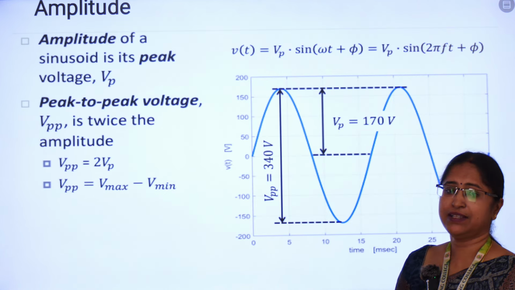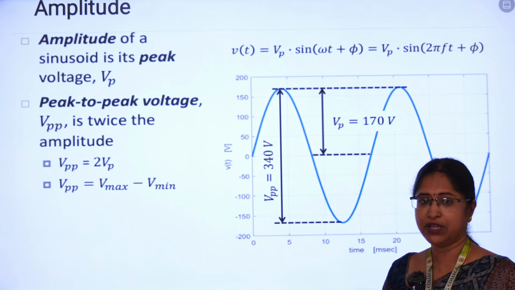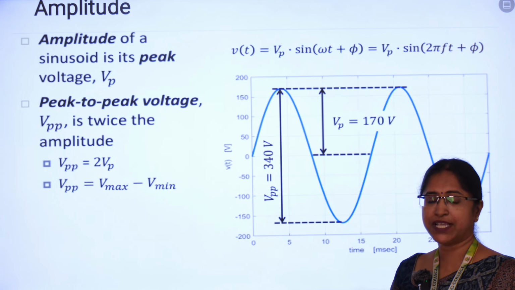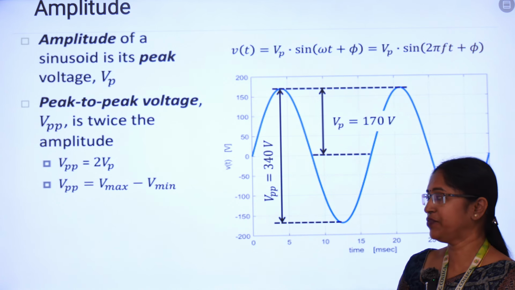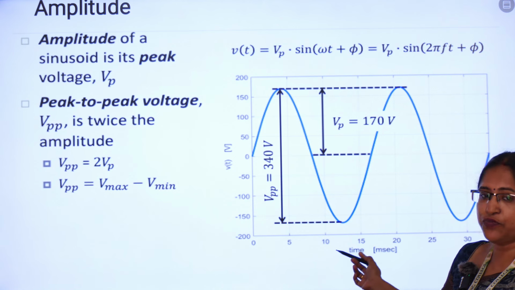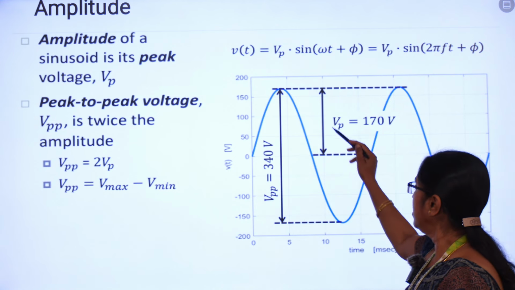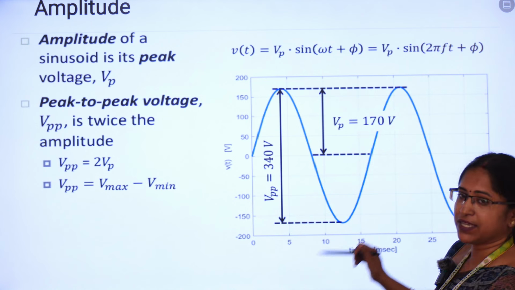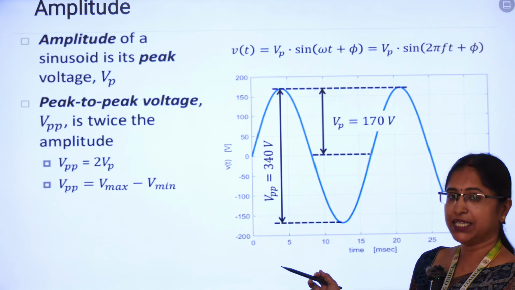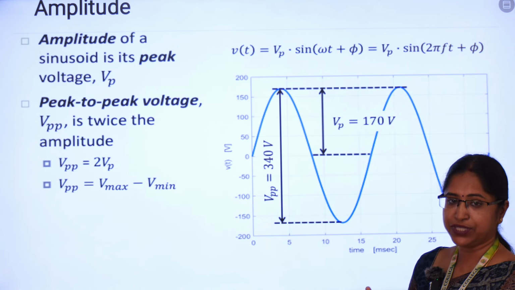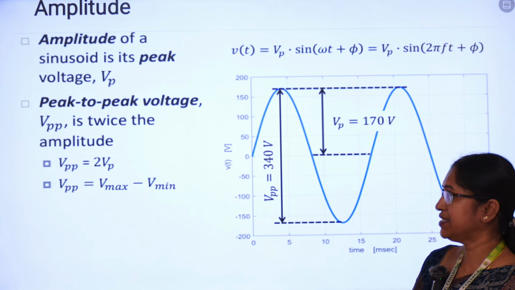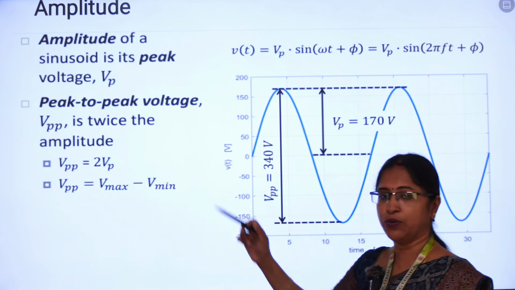So first, there are three parameters in your sinusoidal. One is amplitude, second one is your frequency, and third one is your phase. So now if you see this waveform, we have got a positive and negative half cycle. So amplitude here can be represented by two things. One is your peak voltage, the other one is your peak to peak voltage.